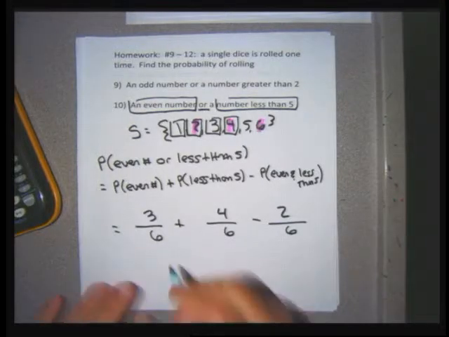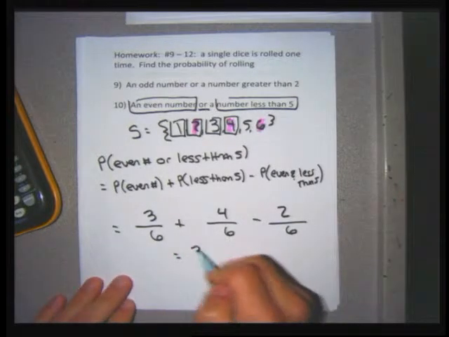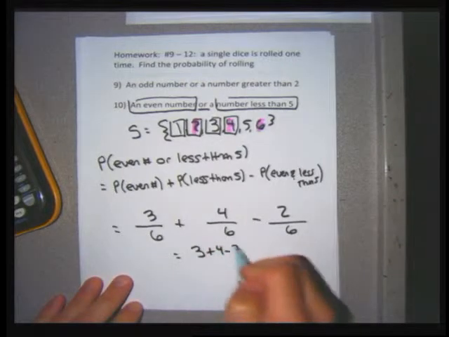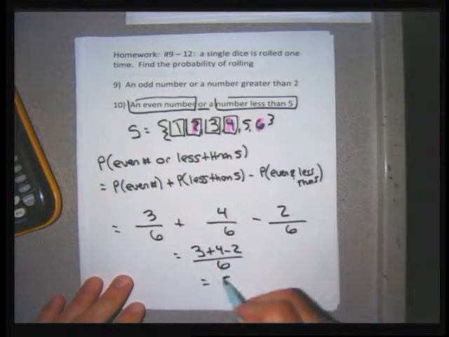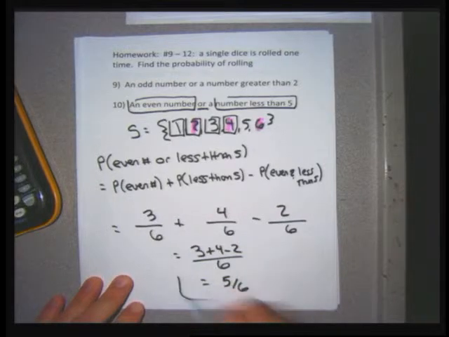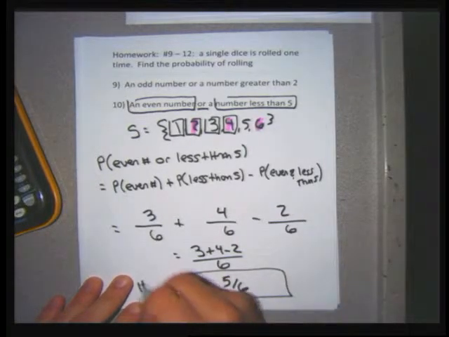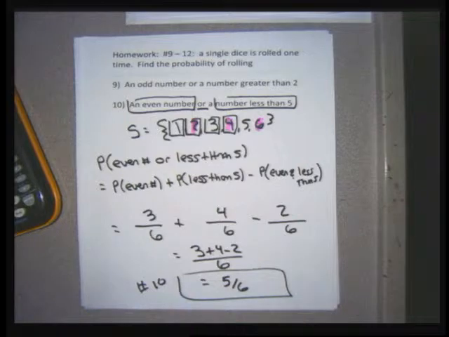Now I just add and subtract. Simplify the fractions. I get 3 plus 4 minus 2 over 6. And my answer to problem 10, the probability of getting an even number or a number less than 5, is going to be 5 over 6.